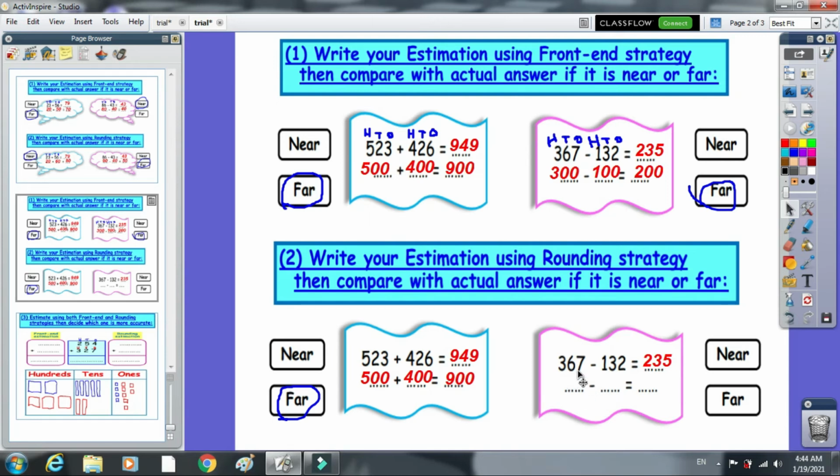So here 367 will be rounded to be 400 because 6 is a strong number, so it will add 1 to the 300. And 132 will be rounded down to be 100 only because 3 is a weak number, so it will be rounded down to be 100. And now to get the estimated difference, we will say that 400 minus 100 equals 300. And if we compare between the actual difference and the estimated difference, we will find that they are far from each other, so here I will select they are far.